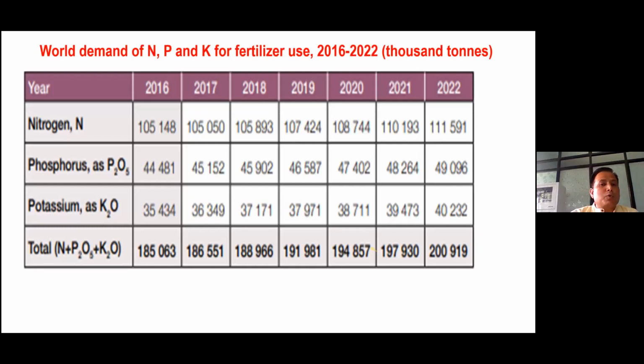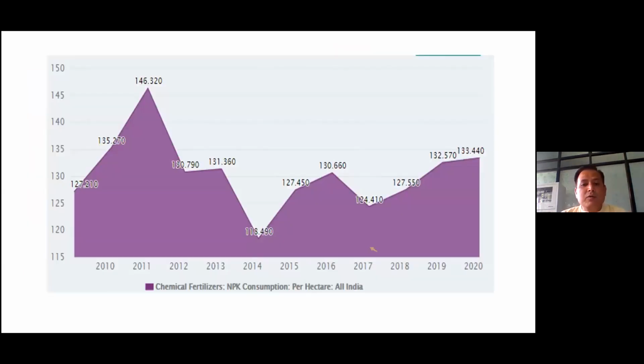From 2016 onward, the world consumption, or demand, for chemical nutrient elements like nitrogen, phosphorus and potassium is continuously increasing. That means we will be adding more and more chemical fertilizer in the coming time. And if you see the scenario in my country, India, in the last decade we had the highest consumption in 2011. Then it came down, and in 2014 it was slightly down, but it is again increasing day by day, and the trend is the same.